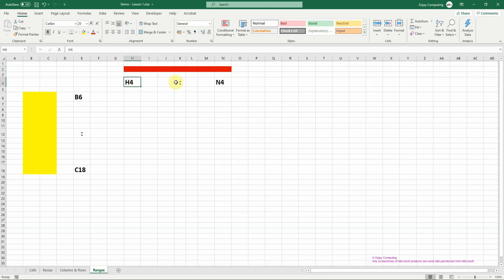The range starts at H4, the colon means 2. The range ends at N4. Here is another range across more than one column. The range starts at B6 and goes to C18.